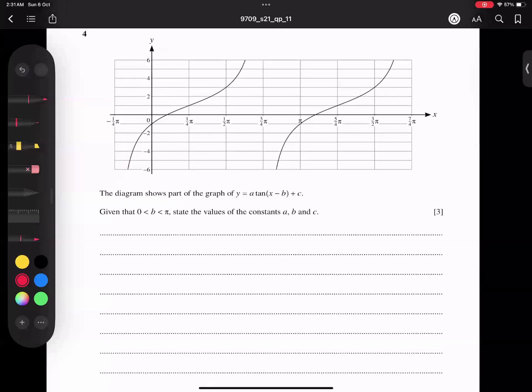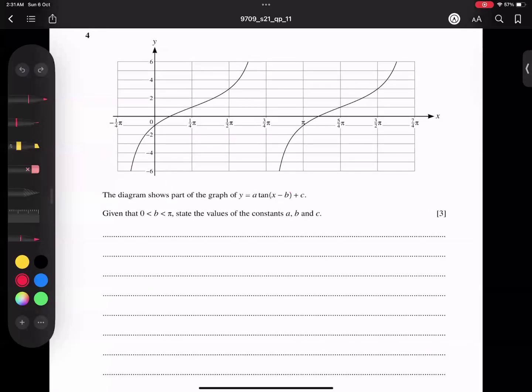Here's another question. We have a tan graph. Basically the tan graph is like this, the basic tan graph, where we have an asymptote at pi by 2. Again the graph is like this. So this is pi by 2, but in this question, the asymptote is not pi by 2. The asymptote is 3 pi by 4, sorry. So it means originally we have this line, but it shifted here.